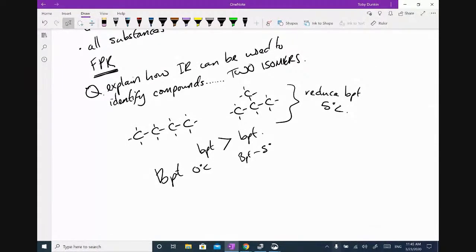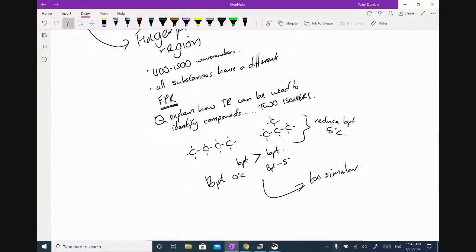Some people could argue that you could use boiling point as a way of identifying. This would not be reasonable. They're too similar. Too similar to be able to use that, to be able to identify.